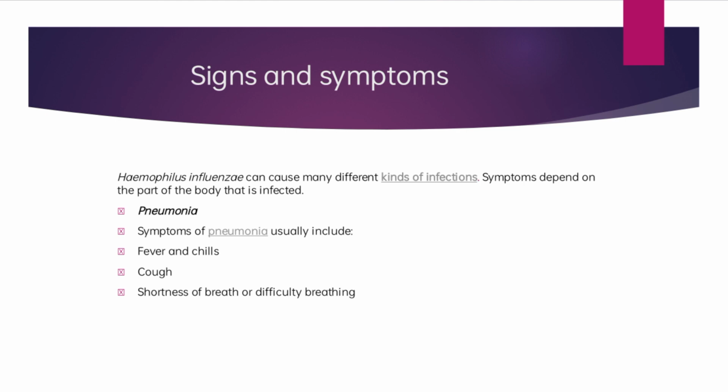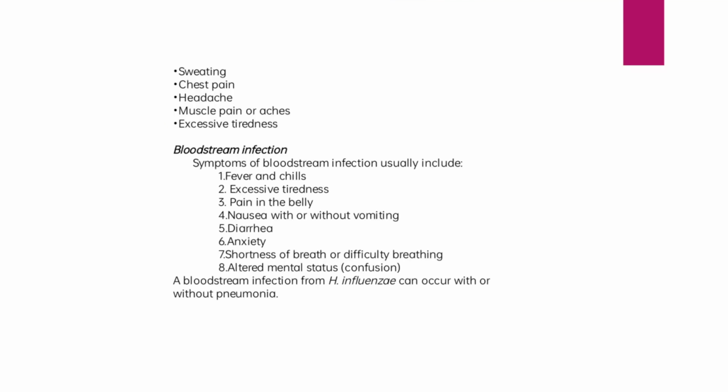Pneumonia: fever and chills, cough, difficulty breathing, shortness of breath, sweating, chest pain, headaches, muscle pain, and extensive tiredness. Okay, bloodstream infections commonly have fever, chills, extensive tiredness, pain in the belly and nausea with or without vomiting, diarrhea, shortness of breath, difficulty breathing, and altered mental status.